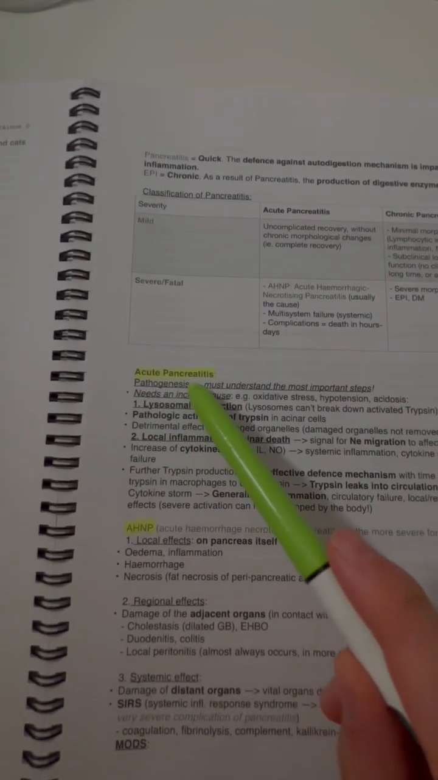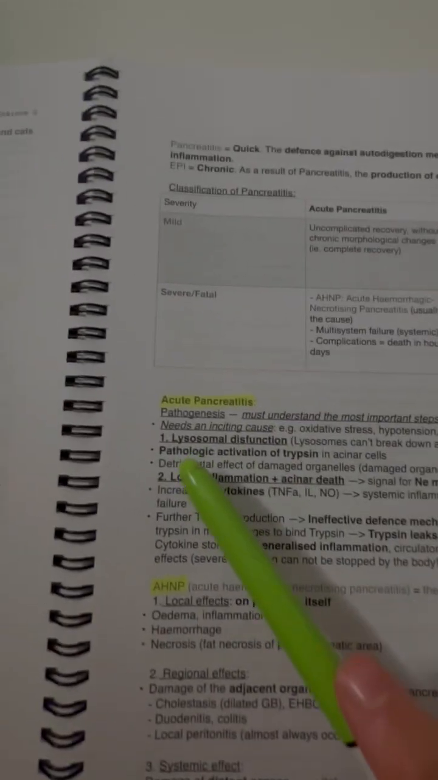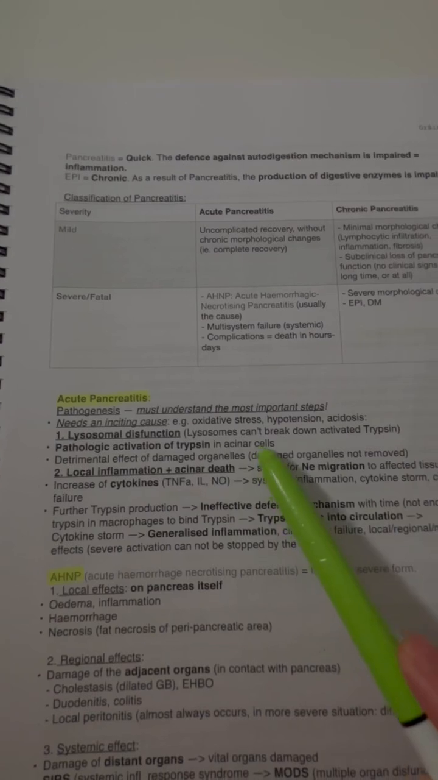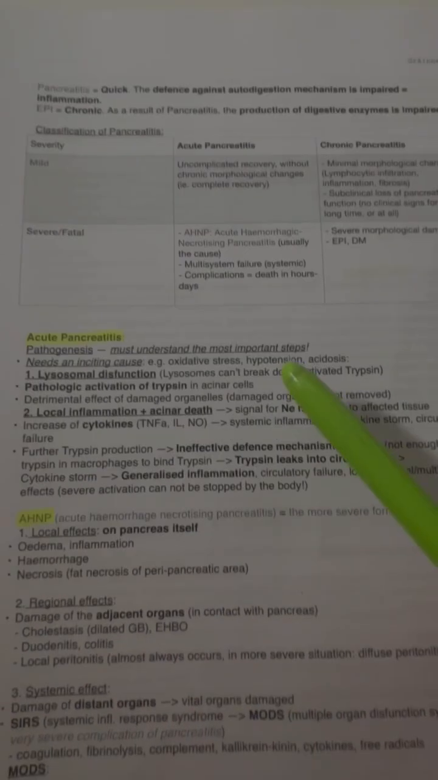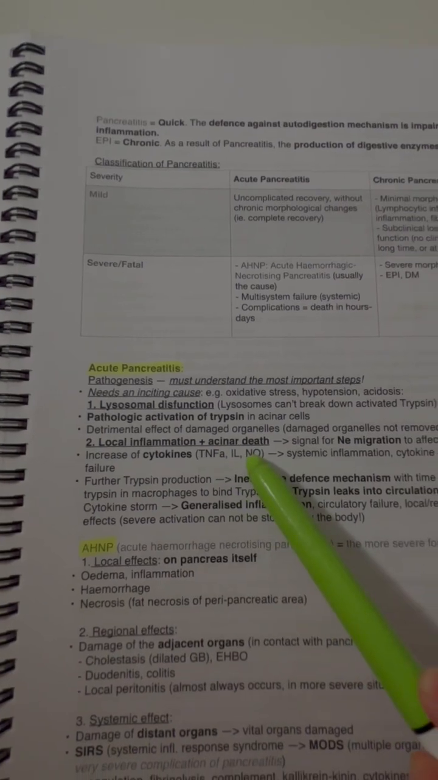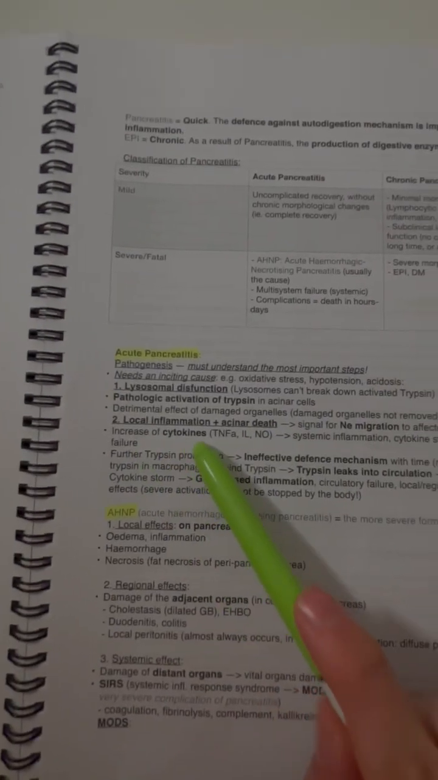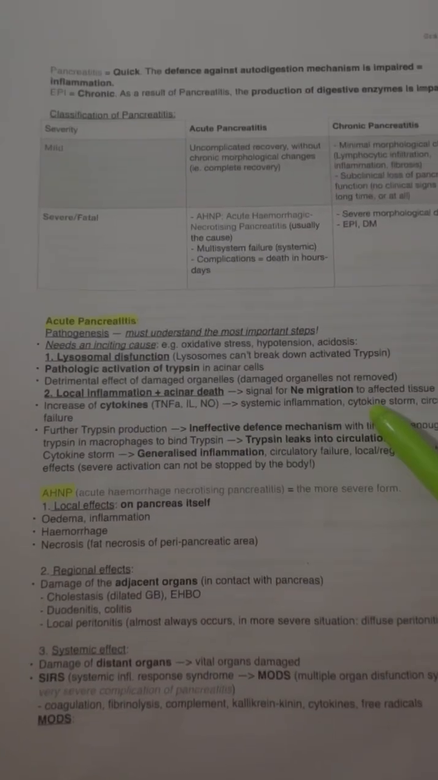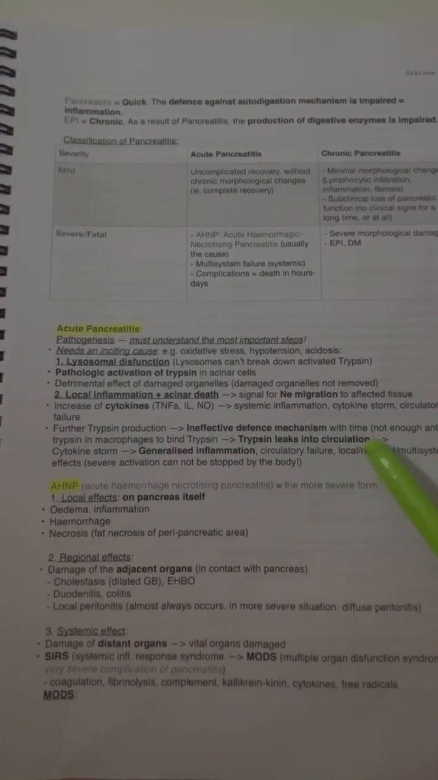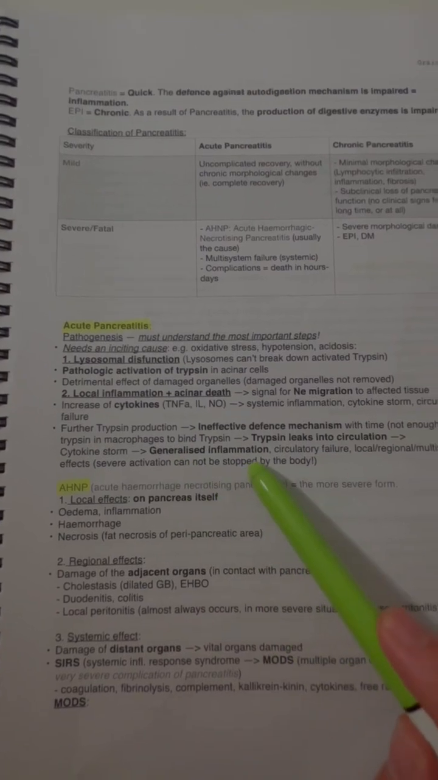So in acute pancreatitis, firstly is the lysosomal dysfunction. The lysosomes can't break down activated trypsin. This leads to local inflammation and acinar death. The increase of cytokines leads to systemic inflammation. With further trypsin production, trypsin breaks into circulation and causes generalized inflammation.